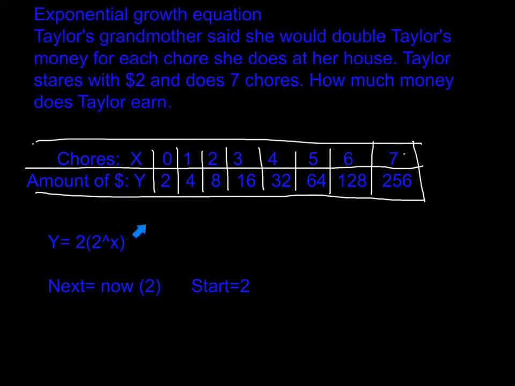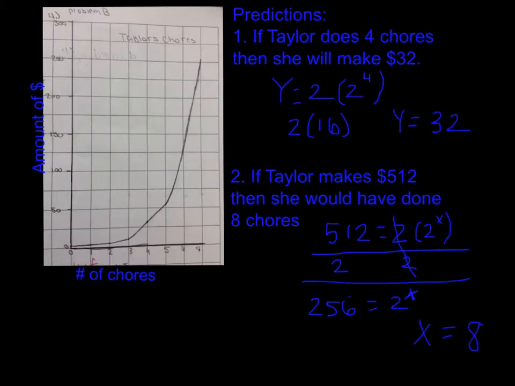It's an exponential. We don't have time to worry about crap like that. Okay, so this is the exponential graph. For x, we have the number of chores, and for y we have the amount of dollars. And it's labeled Taylor's chores.